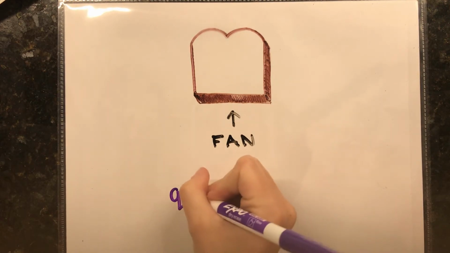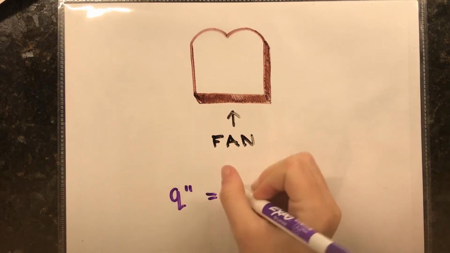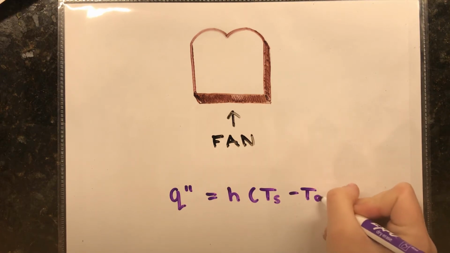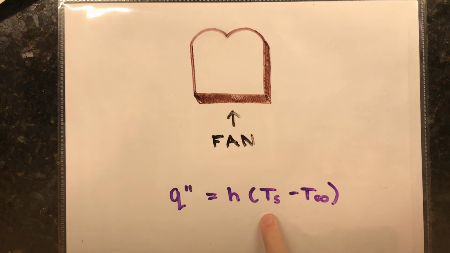The constitutive equation for convective heat transfer can be seen here, where Ts is the temperature of the surface of the object, T infinity is the temperature of the bulk of the fluid, and H is the convective heat transfer coefficient. This value comes from velocity and the physical properties of the fluid.